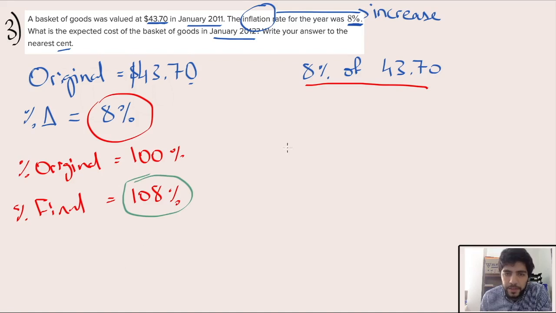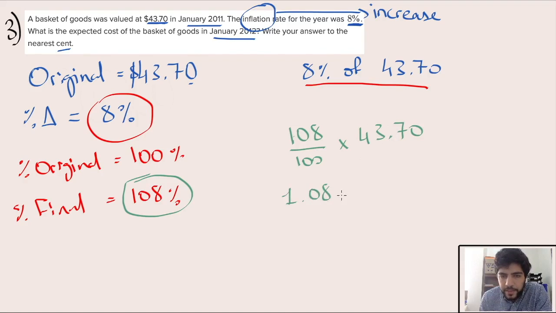And I'm going to do this in this situation here. So I'm going to say 108 over 100 times 43.70. Okay? In this case, I'm going to use the decimal method because I think it's going to be easier. So I'm going to say 1.08, because that's the decimal version of 108, times 43.7. And I'll put them on top of each other here.